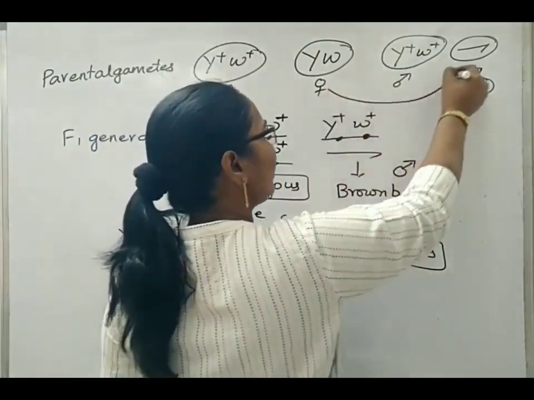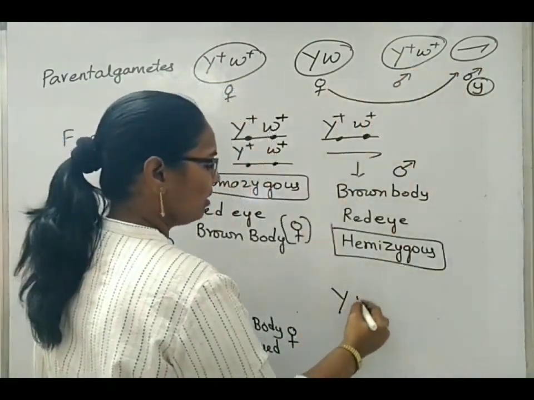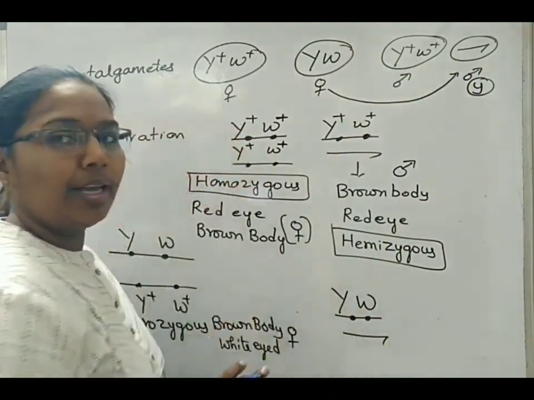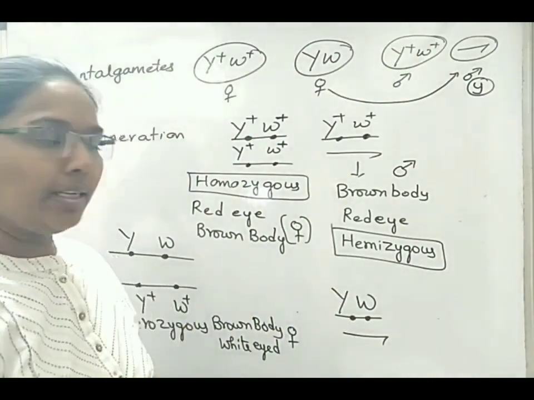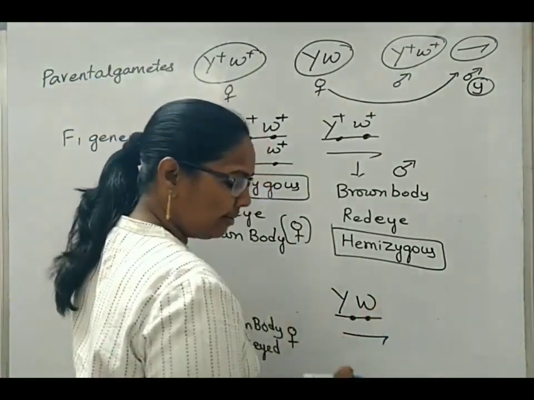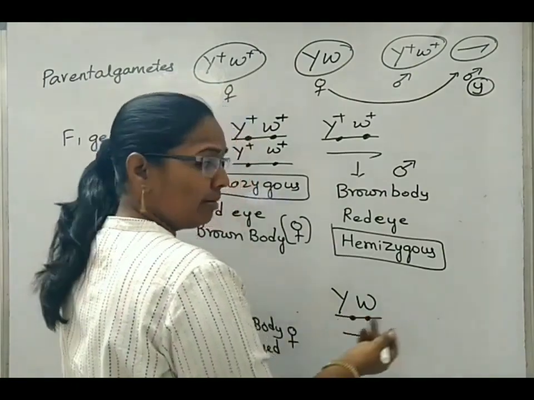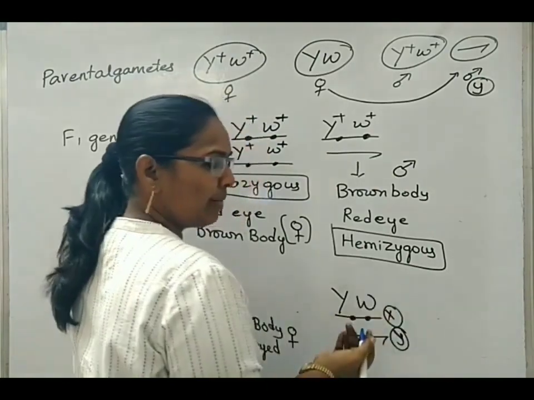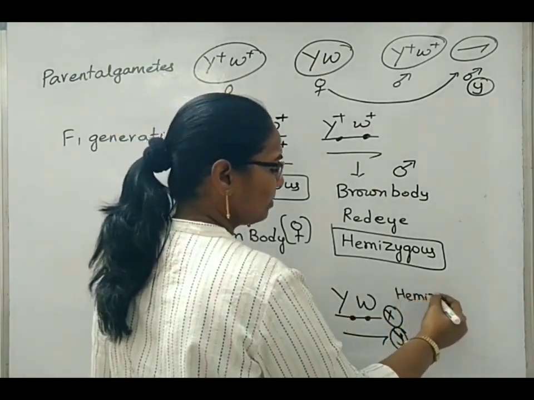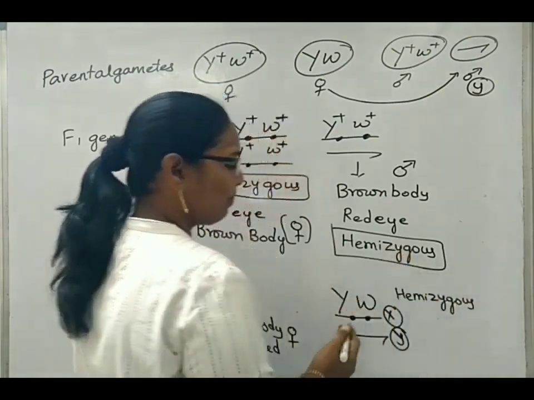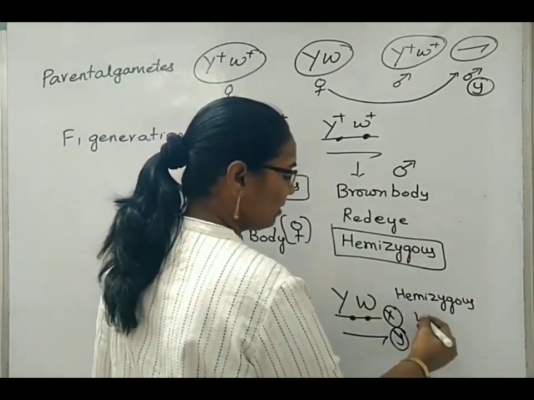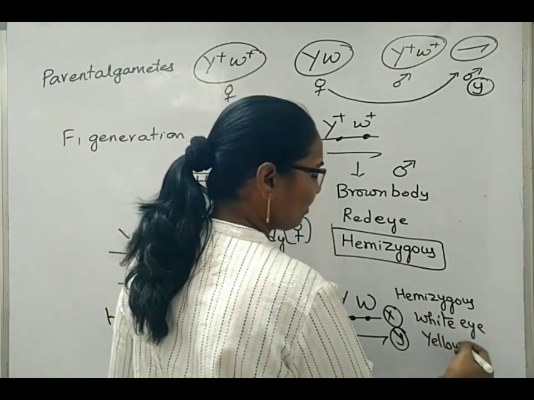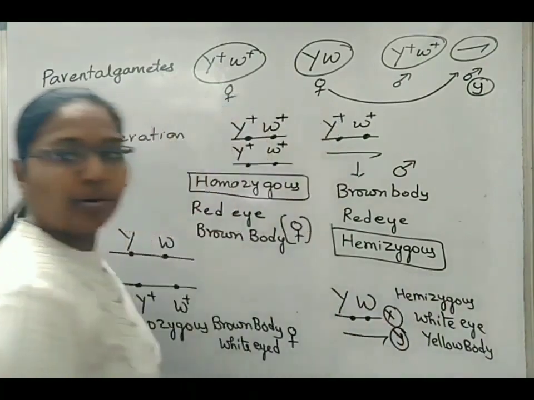Now, another combination we'll see. X chromosome of a female crossed with Y chromosome. That is purely like this, and Y. Now we can say there is no existence of the dominant allele forms here. So this indicates hemizygous again. Since this is X and this is Y, we can say this is the hemizygous condition. But it is indicating white eye with yellow body. White eye with yellow body.